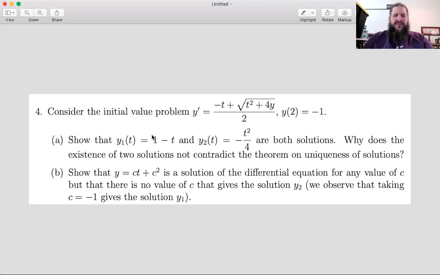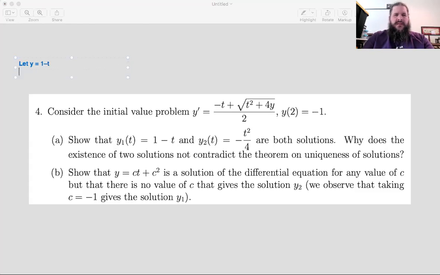Yeah, we want to plug that in to the original differential equation and make sure the equation is still true, which means, of course, we'll need to find y prime. So let's try that. So we start by saying let y equal 1 minus t. Then what would y prime equal? What would be the derivative of that function?